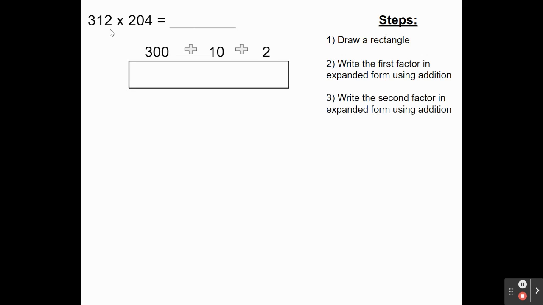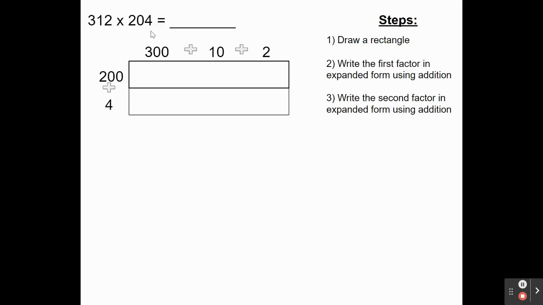Now let's write the second factor in expanded form. Here, the second factor is 204. The 2 is in the hundreds place, so the value is 200. There's a 0 in the tens place, so the value is 0. Since the value is 0, we don't need to include it in our expanded form because there is none. Next, the 4 is in the ones place, so the value is 4.